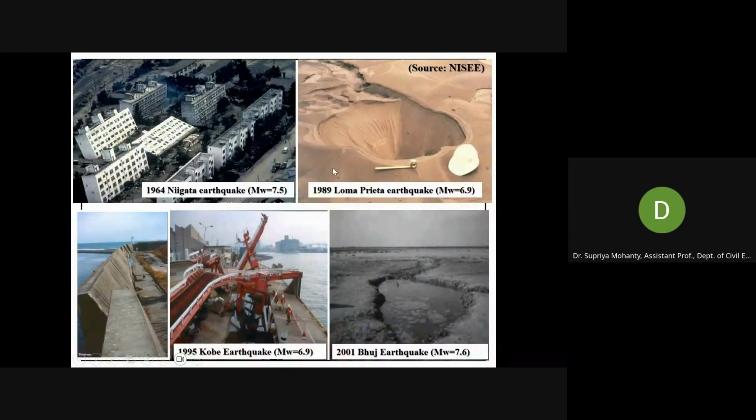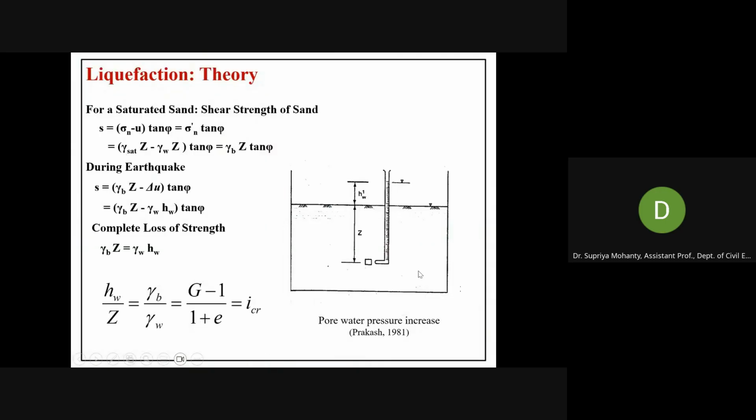toppled. This is the liquefaction image during the Loma Prieta earthquake, and this image is port structure failure in the Kobe earthquake, and this last one is the 2001 Bhuj earthquake soil liquefaction image. Theory, whatever I had just discussed.